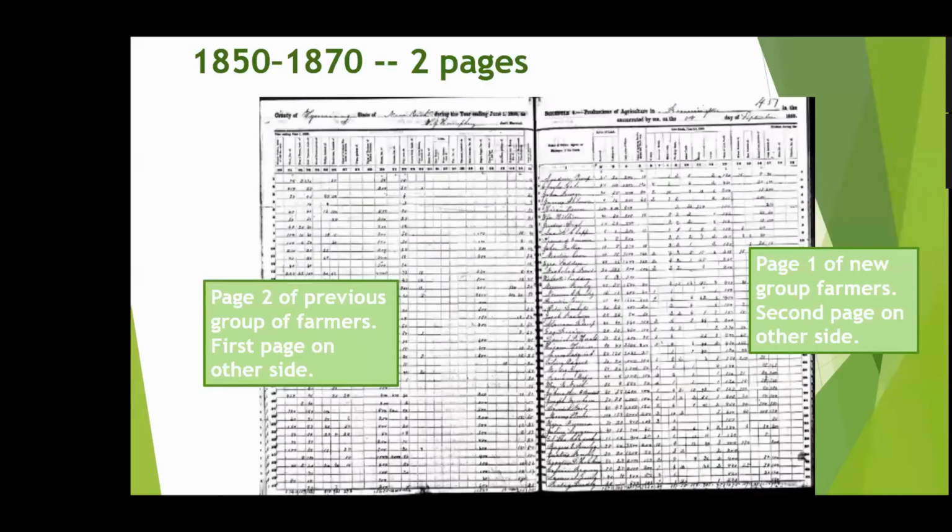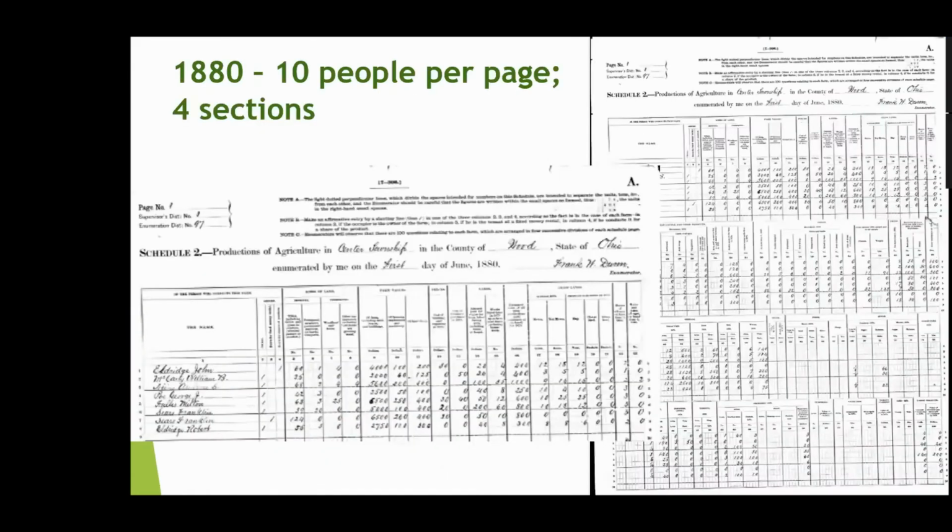And basically, you're going to see this screen with the double pages. The one on the left is page 2 of the previous list of farmers. The right one is the farmer listing that I want to look at. And then when I'm done finding him on this page, I'll see which line number he's on, and then I'll get to the next one. In 1880, you get 10 people to a page, and it's only one page for the census, and it has 4 sections on that one page.